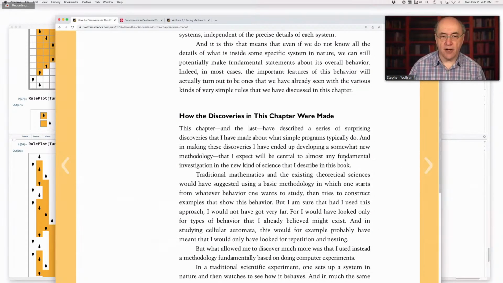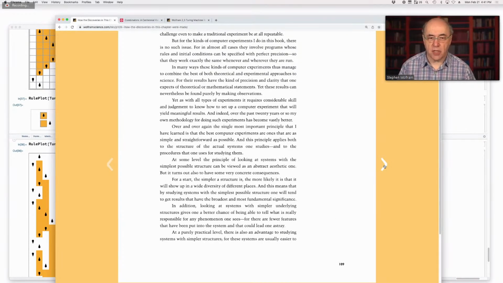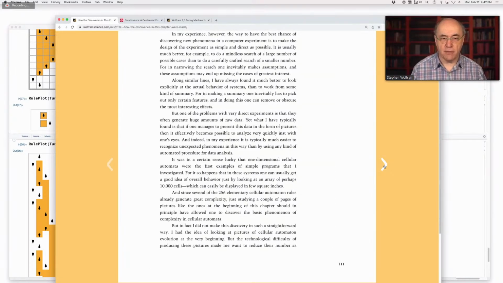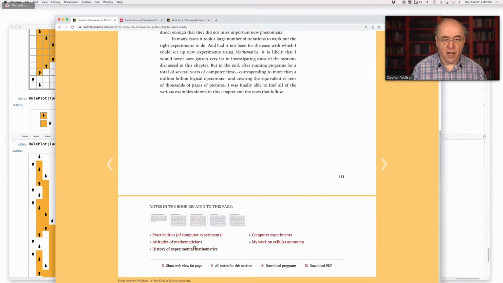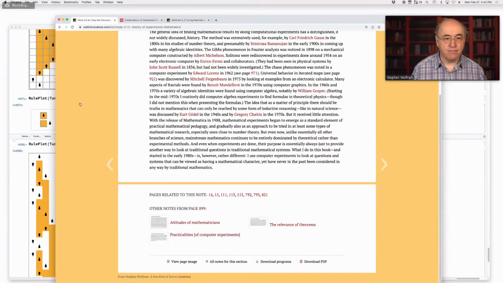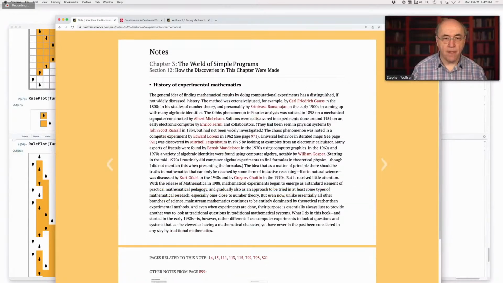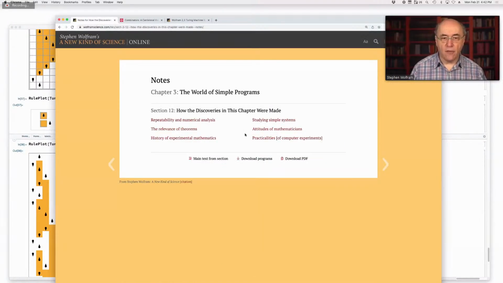Now, I think at the end of chapter 3, I also have a discussion of kind of how the discoveries in this chapter were made. This is mostly about the methodology of computer experimentation and the methodology of using Wolfram language to do these kinds of things. I talk a bit about the history of experimental mathematics and the history of kind of the idea of studying simple systems, kind of a little bit about the aesthetics and the care that you need to take in exploring these simple systems.